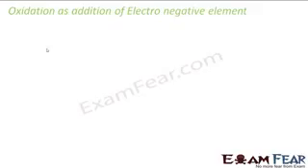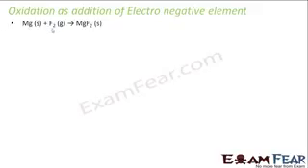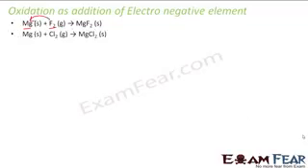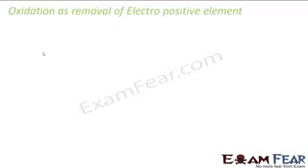Then they have this new definition, as I told, addition of electronegative element. So they have this equation, magnesium plus chlorine gives MgCl2. Here chlorine is the electronegative element, it got added to magnesium to give MgCl2. More reactions we can have, magnesium plus sulfur gives MgS. Sulfur is also an electronegative element.